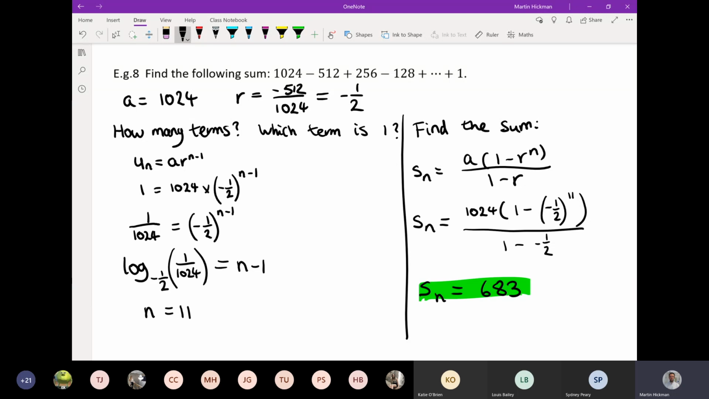Okay, if there's any questions in the chat, please let me know. If not, we'll move on to our final example for today, and then you've got some exam questions to have a go at.